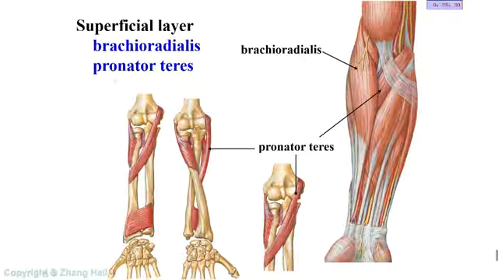And the second one, pronator teres. This one. Pronator teres is from the humerus, then ends on the radius, and from the ulna to the radius. Okay. When this muscle contracts, the radius moves medially. This function is pronation of your forearm. Okay.